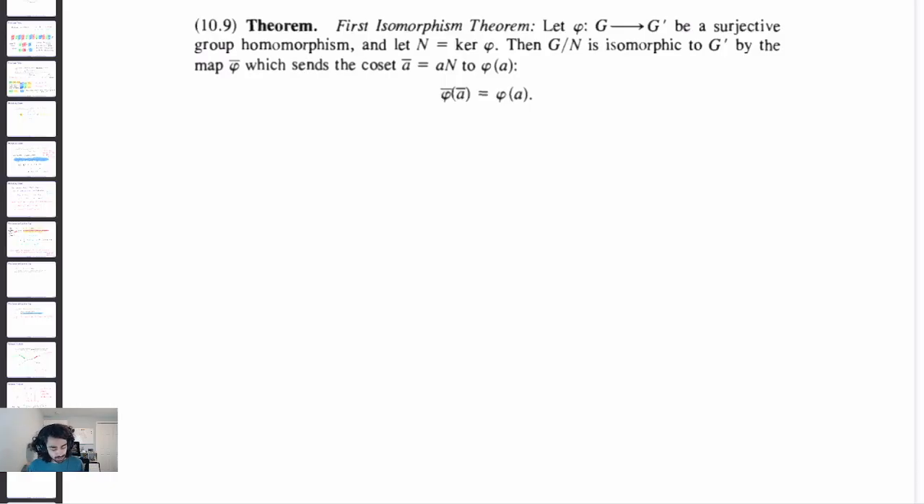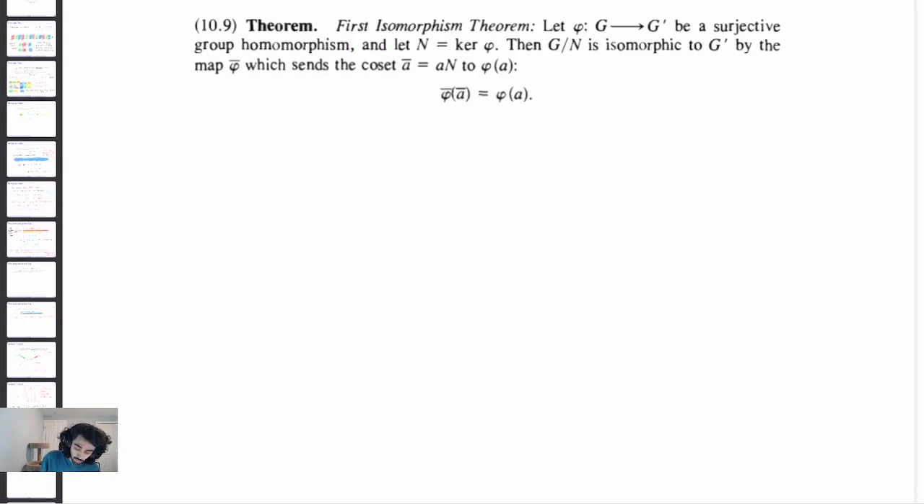So the claim here is sort of a converse to this big theorem that we had before, that if you have a quotient group, then you can understand that as coming from a homomorphism, right? A surjective homomorphism even. And so the first isomorphism theorem says, to what extent can you turn that around? If I have a surjective homomorphism, to what extent can I say that that comes from a quotient group? And the answer turns out to be, in a very strong sense, you can say this.